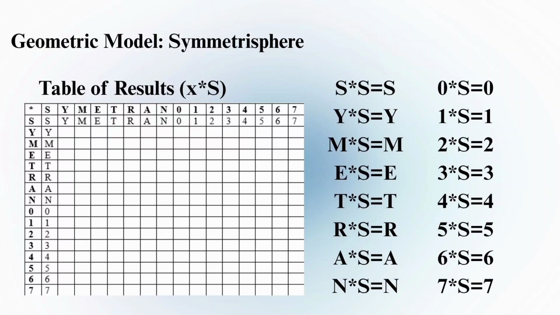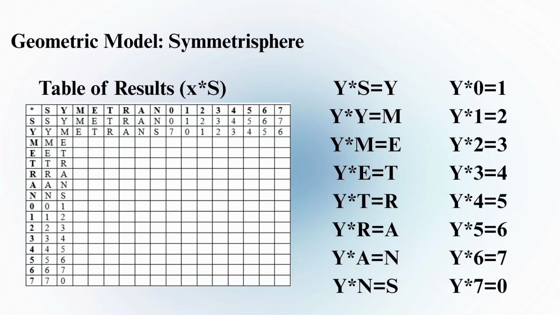2 star S is equal to 2, 3 star S is equal to 3, 4 star S is equal to 4, 5 star S is equal to 5, 6 star S is equal to 6, and then lastly we have 7 star S is equal to 7. Next, we proceed to element letter Y.